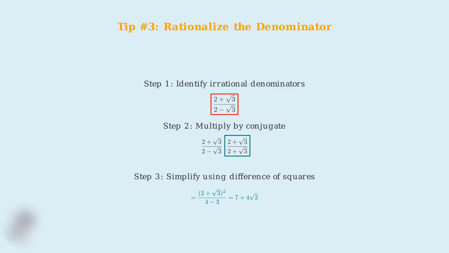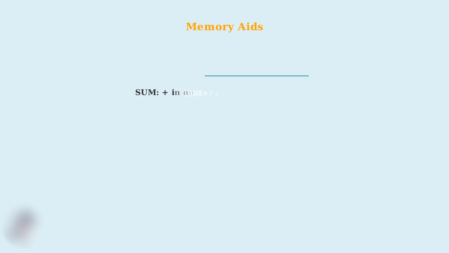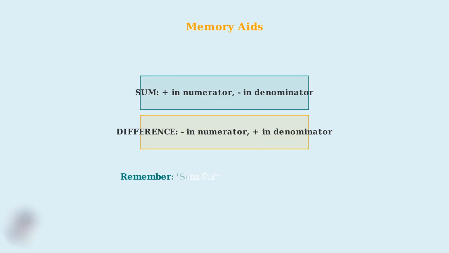This is the power of rationalization. It transforms complex expressions into simpler forms. Here's a simple memory aid. For sum formulas, you add in the numerator but subtract in the denominator. For difference formulas, it's the opposite. Remember the phrase, sum subtracts, difference adds, referring to the denominator signs.